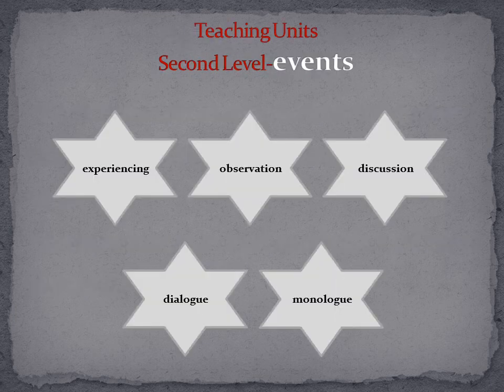The second level are the events. I found 5 events: experience, observation, discussion, dialogue, and monologue. These are events within the different part of the lesson or different learning environments. In every part, a different event is dominant.